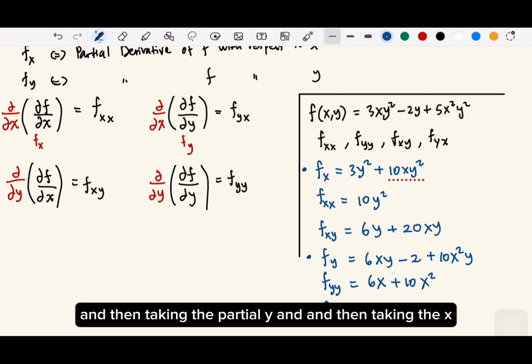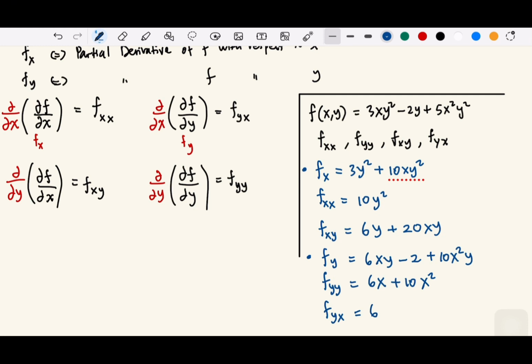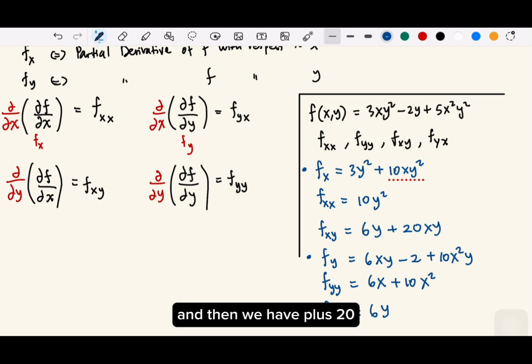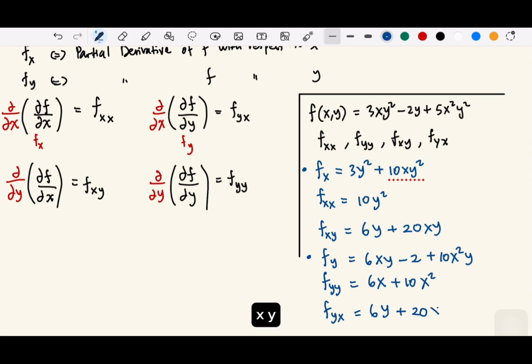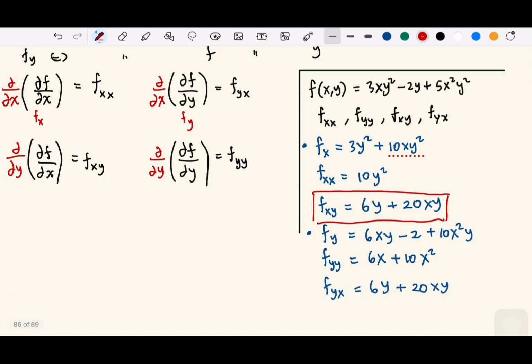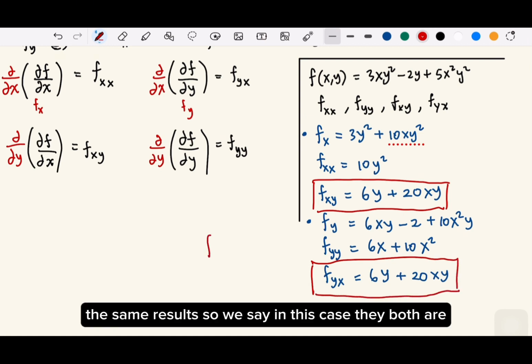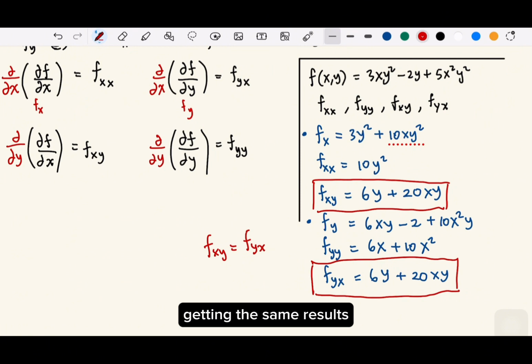And then taking the partial y and then taking the x, we are going to have 6y plus 20xy. Okay, now you will see that the partial xy and partial yx have the same results. So in this case they are both getting the same results, okay.